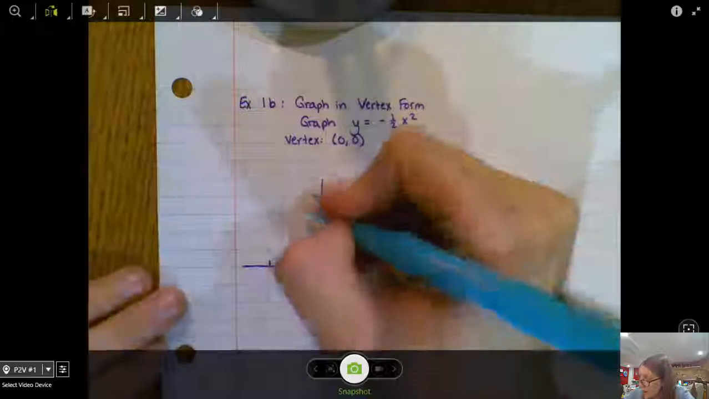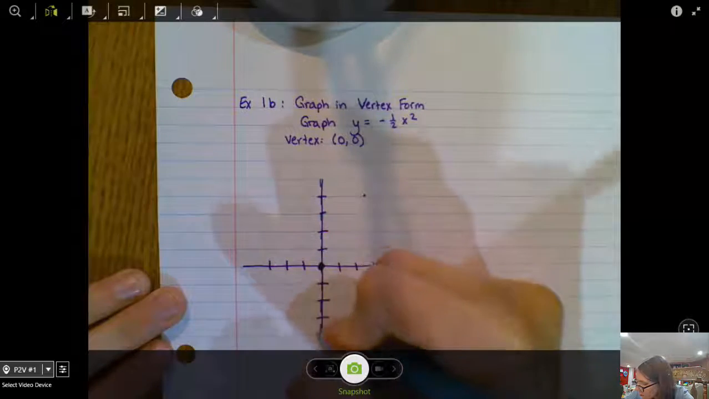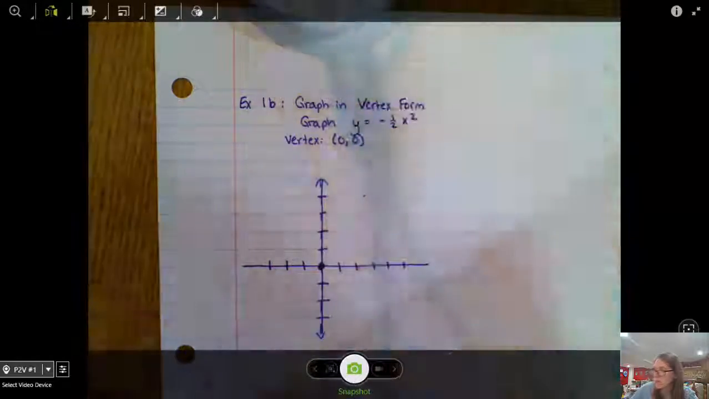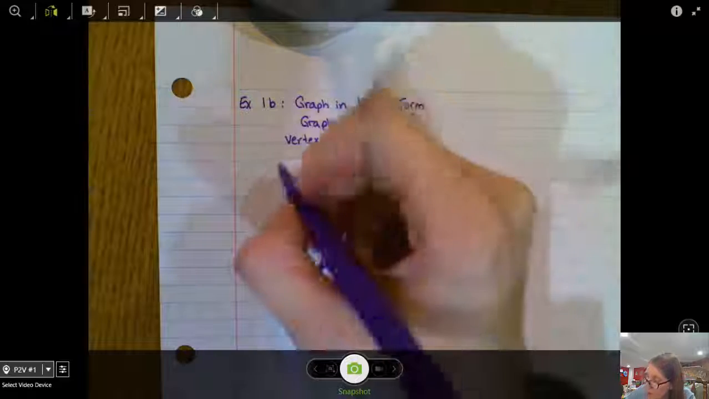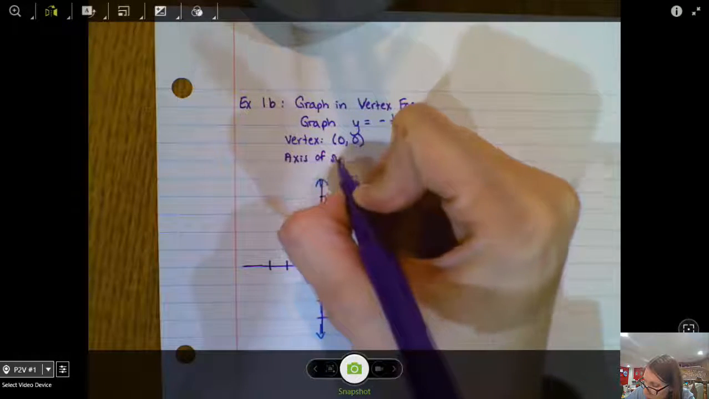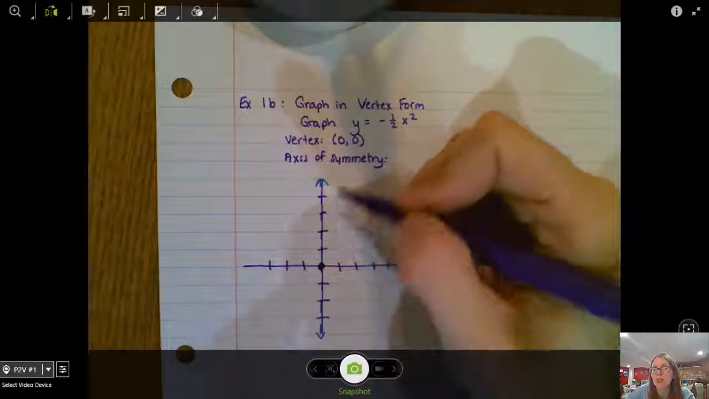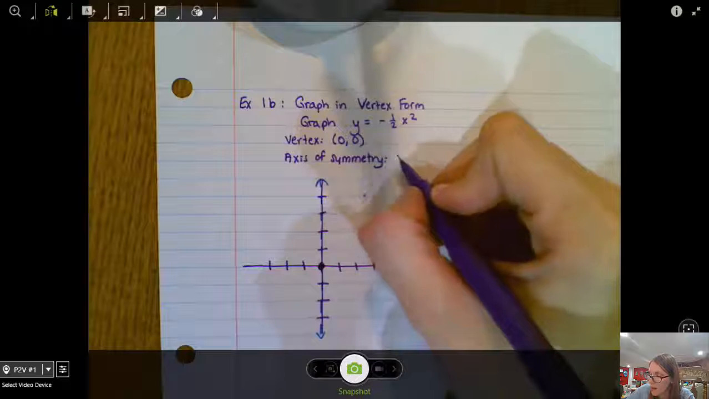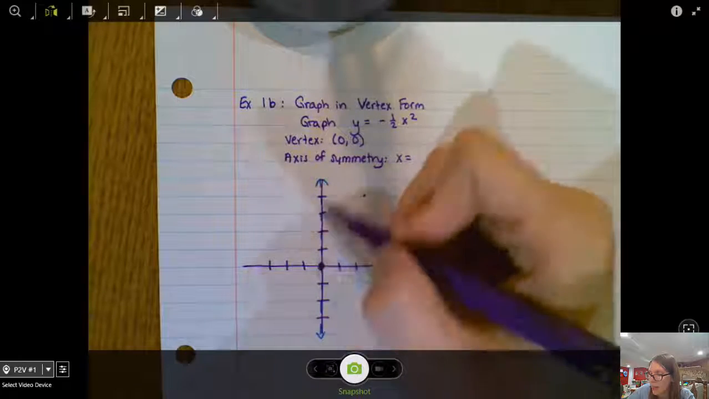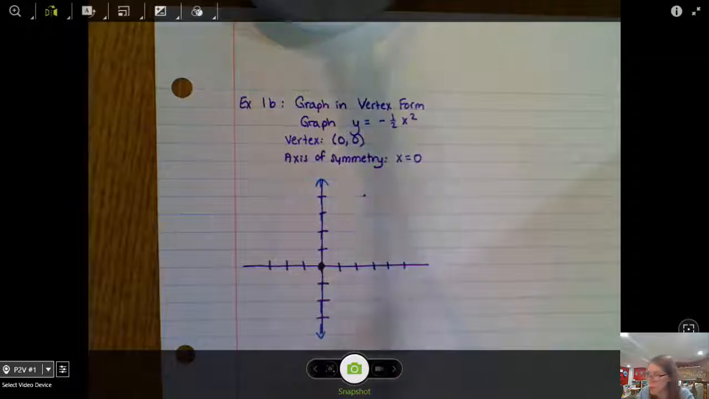So we remember that our parabola is the same on both sides. And while we're here, we might as well write out our equation for our axis of symmetry. So vertical line, x equals, and then our x value is always 0. X equals 0 for our axis of symmetry.